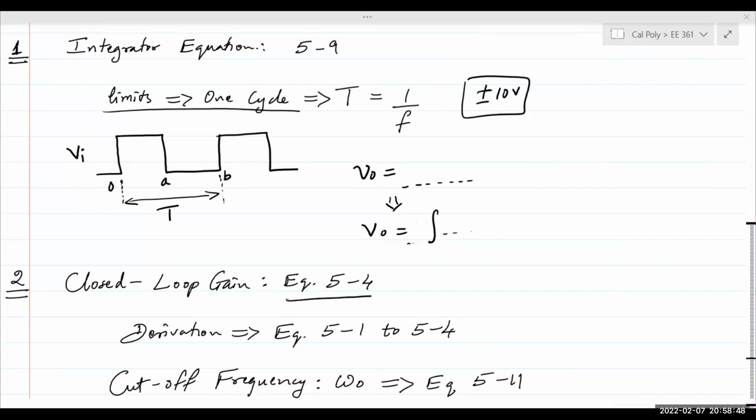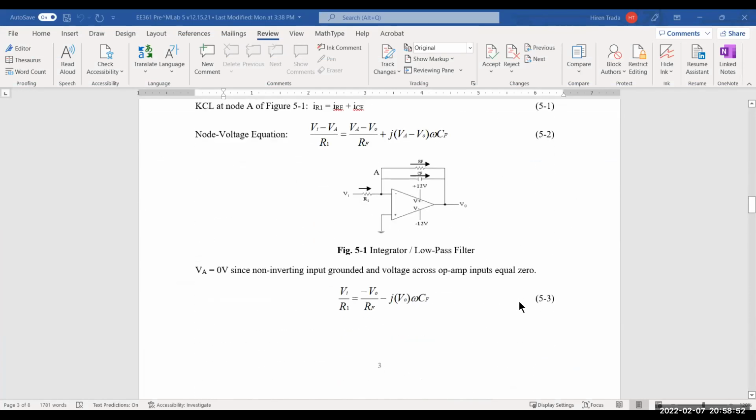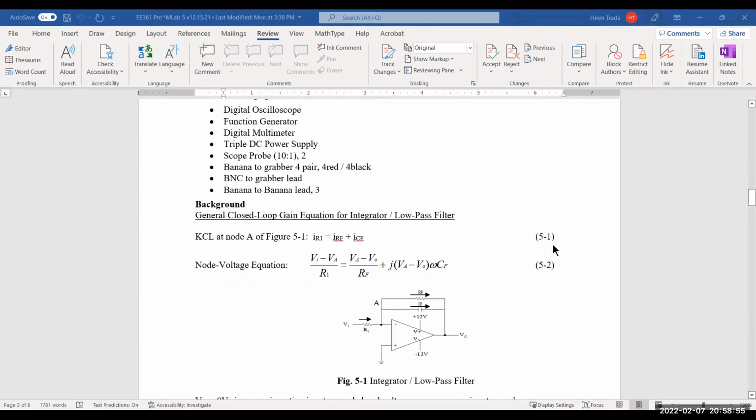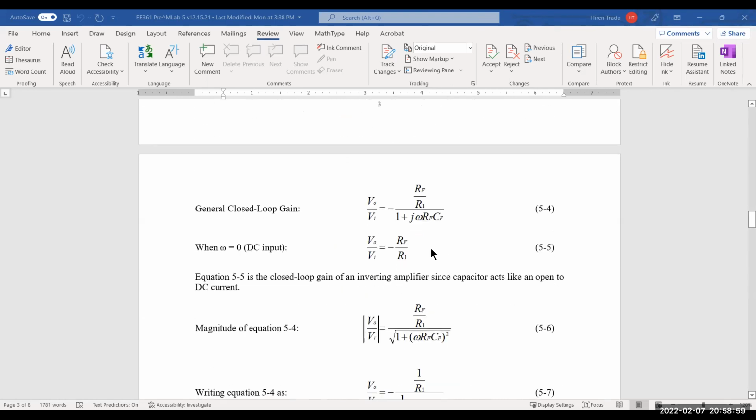So if we go back to the lab write-up, and we see, start with equation number 5-1, then 2, 3, and then 4. Okay, so general closed loop gain VO over VI is given by the equation given here in 5-4. Okay, 5-4. Now, second part of the question.